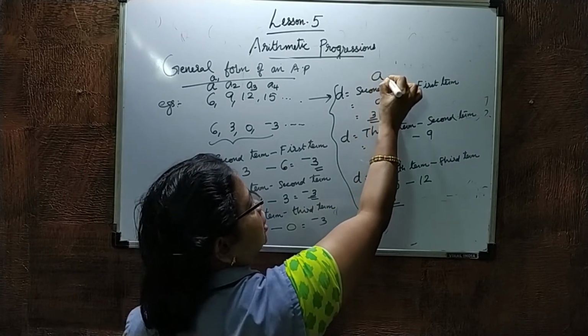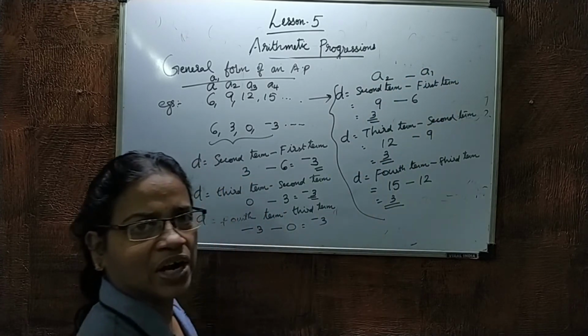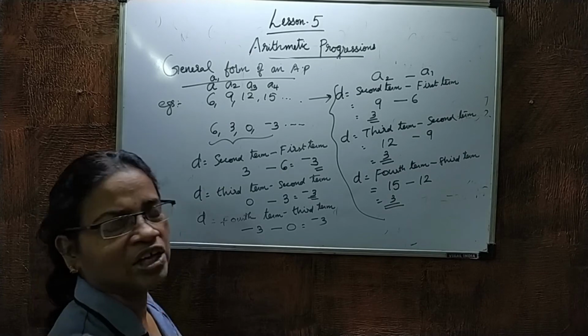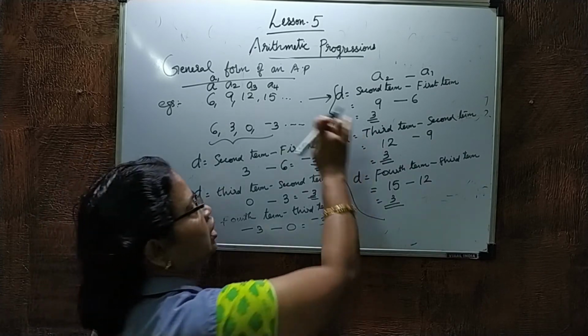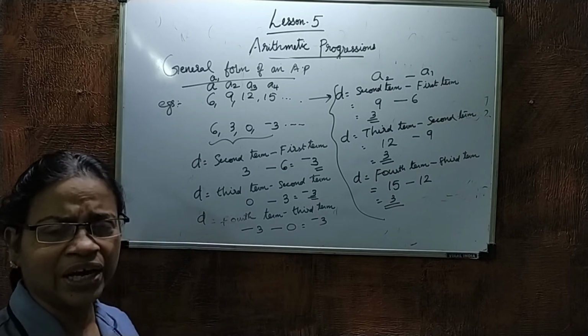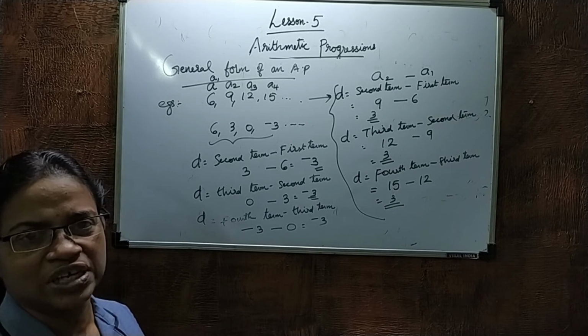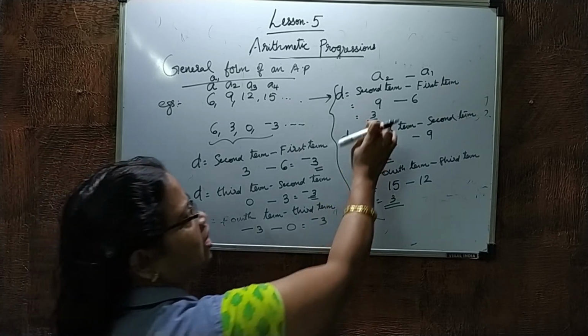Second term means A2 minus A1. First term is A1, right? For finding the common difference, instead of A, we are telling that it is A1. Clear? You should think about A and A1 should be the same first number. Clear? So here it is A2 minus A1.